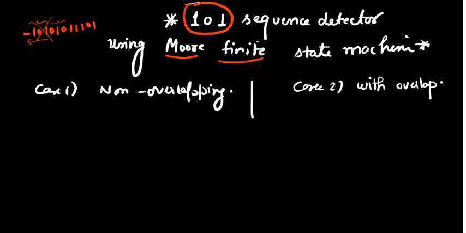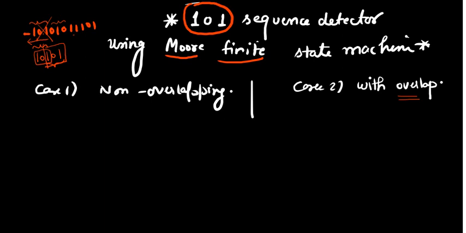But for the overlap case 10101, for example, we detect this. So firstly we have detected 101, and this 1 will also act as an input for the next detection. So this is called overlap. So here we have detected 101, and next we will detect 101. So the previous detected sequence also acts as an input to the next detection. This is what we mean by the overlap case.